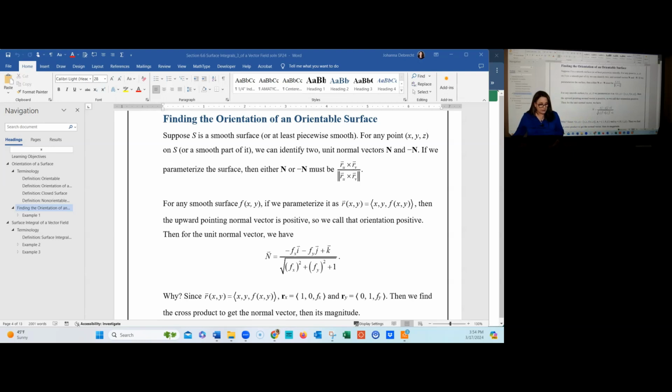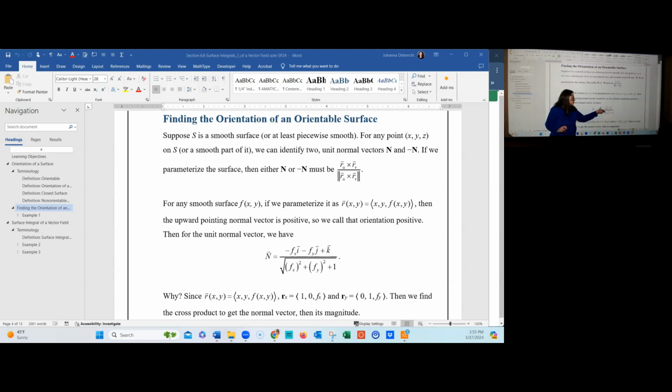Now, if we had parameterized this surface, instead of with r(u, v), if we had written it as a surface z = f(x, y), and we parameterized it as x, y, and then some function of x and y, the easiest parameterization to create, but not always the easiest to work with, then the upward pointing normal vector would be positive, and we'd call that orientation positive. And the unit normal vector would be given by this expression here.